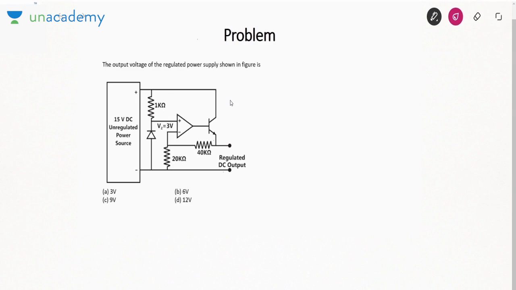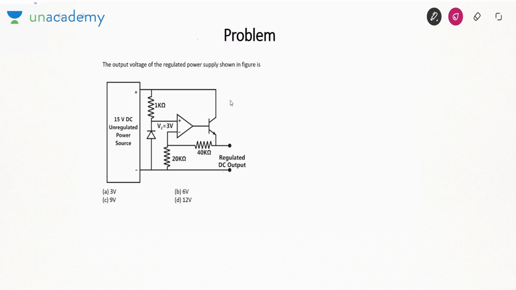Hi guys, in the previous video I showed you some of the problems based on non-linear application of OPAMP. In this video we'll take a look at some more problems based on non-linear application, so that your concept is cleared and you understand how to tackle different kinds of problems that can be asked in GATE. So the first question on your screen is the output voltage of a regulated power supply.